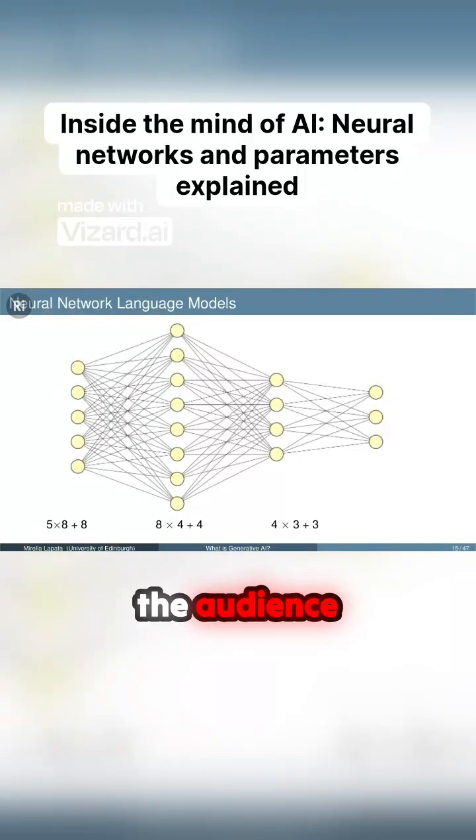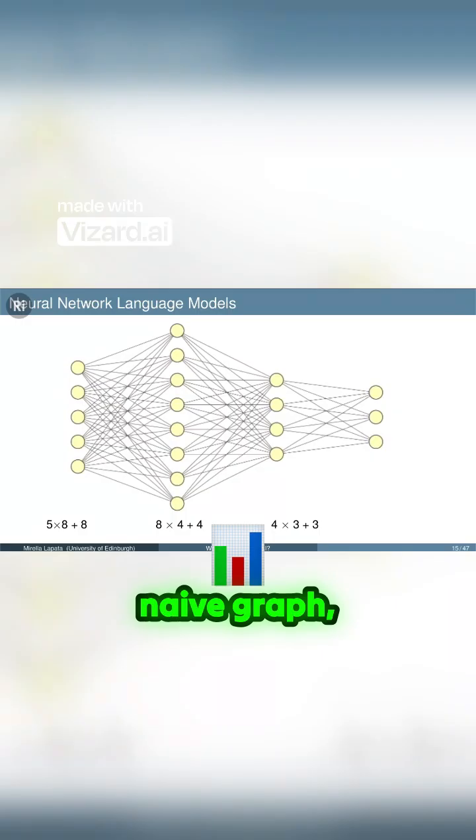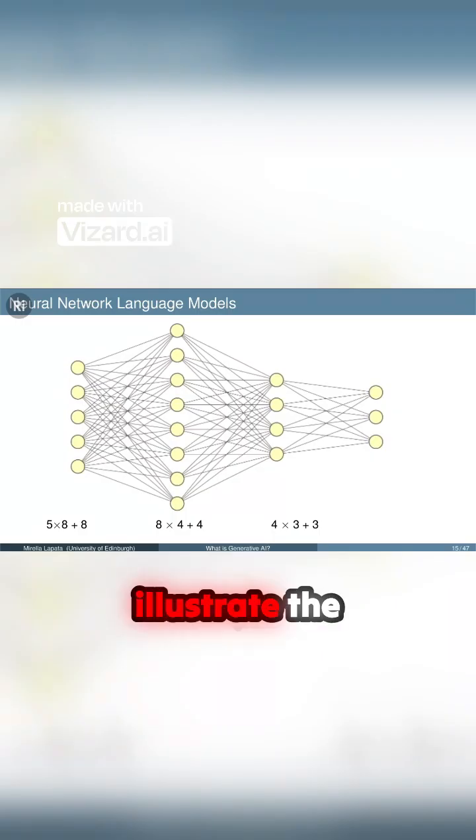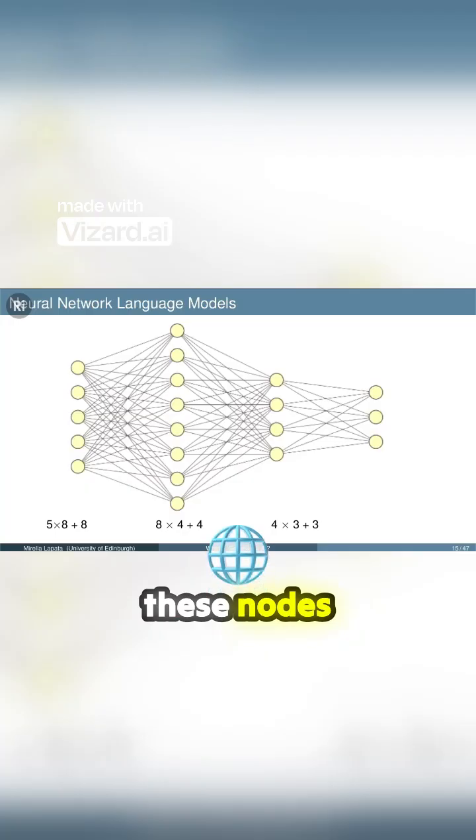So, and maybe the audience has seen these. This is a very naive graph, but it helps to illustrate the point of what it does. So this neural network language model will have some input, which is these nodes in the, as we look at it, well, my right and your right.